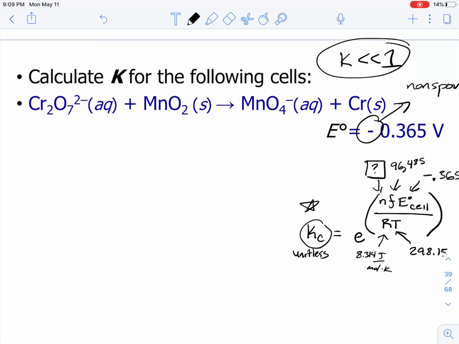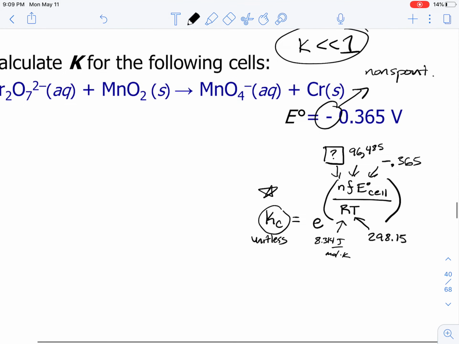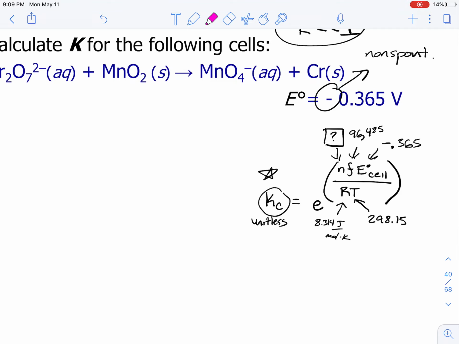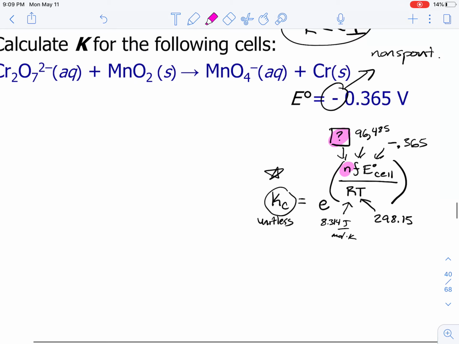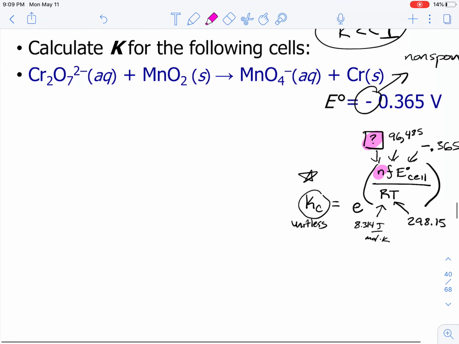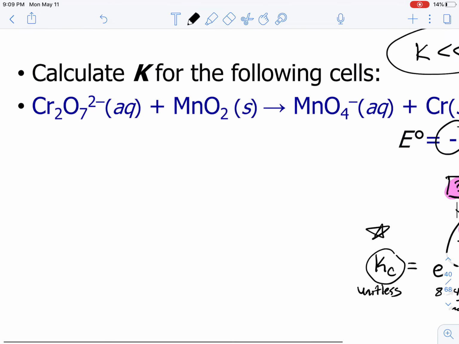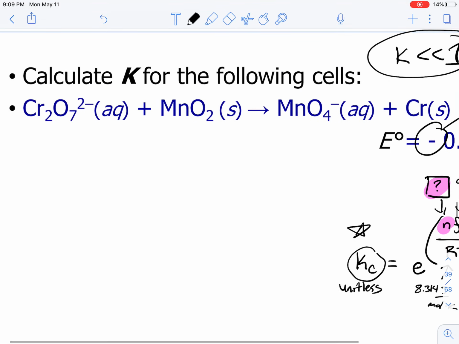All right. And so we're going to go ahead and figure out what the value of n is. To figure out the value of n, we need to know what's oxidized and what's reduced. And there is actually a shortcut, especially if you're working with two reactants and two products for oxidation reduction. This technique only works if there are two reactants and two products. So I just want to make that clear.